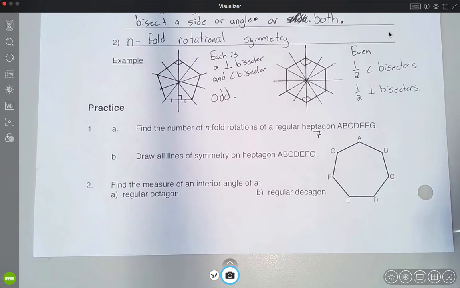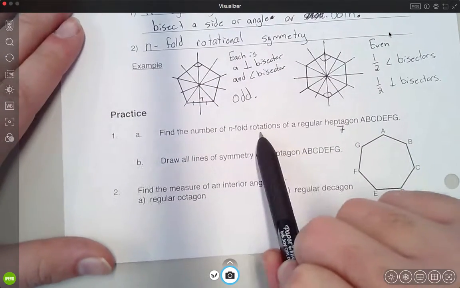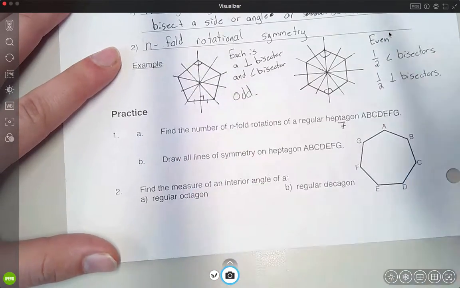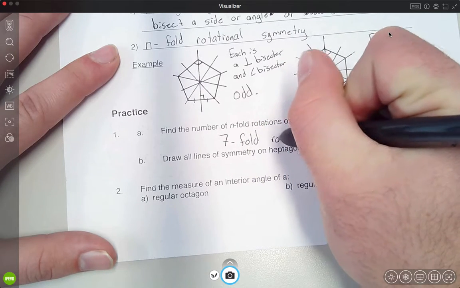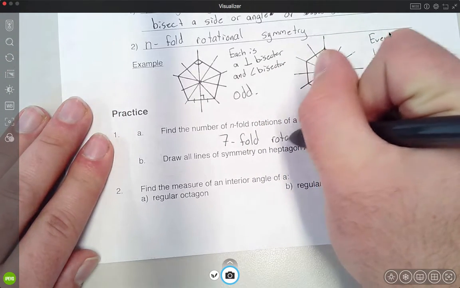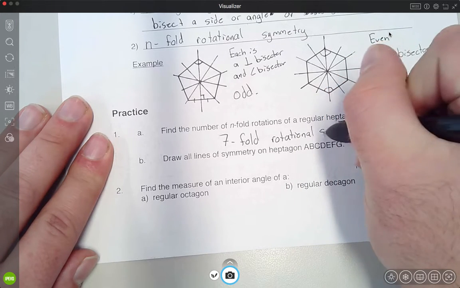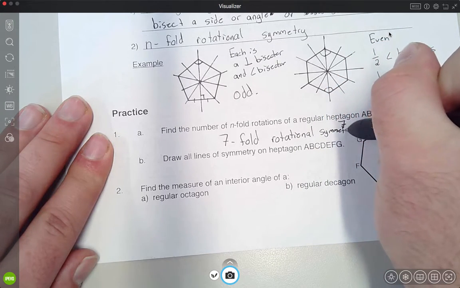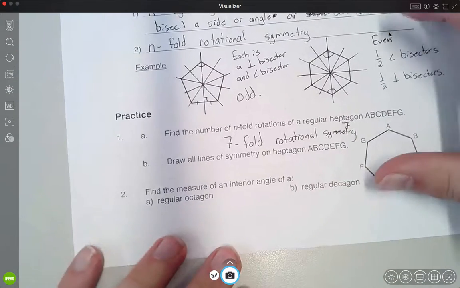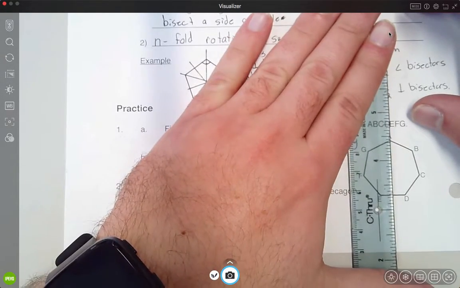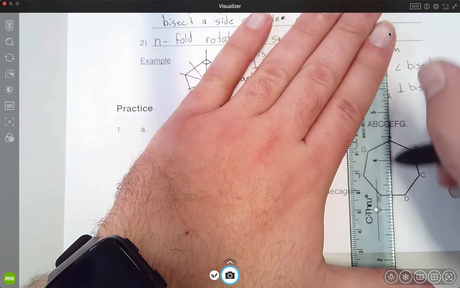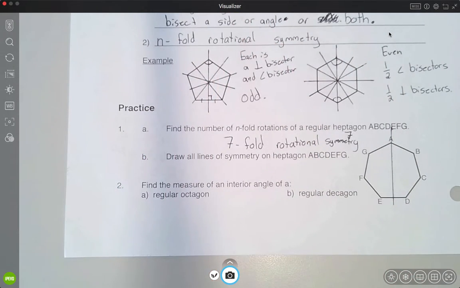So if I am talking rotational symmetry, well, my n-fold rotations is the number of rotations that I have. So I'm going to have 7-fold rotational symmetry. So I would have 7 rotations in that regular heptagon. I can also draw in all of my lines of symmetry. The first one, usually the easiest to draw in, is my nice vertical line. I don't have a horizontal line here because every one of my lines is going to go through a vertex and the side opposite it.